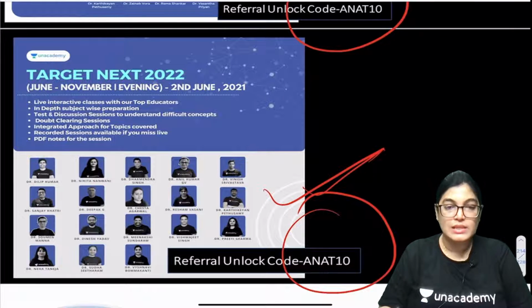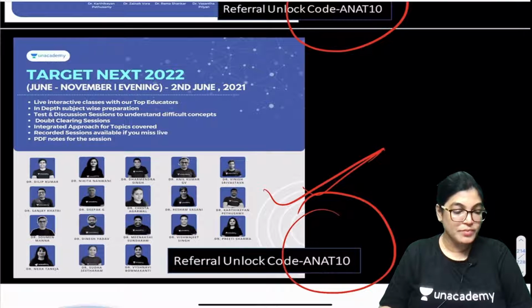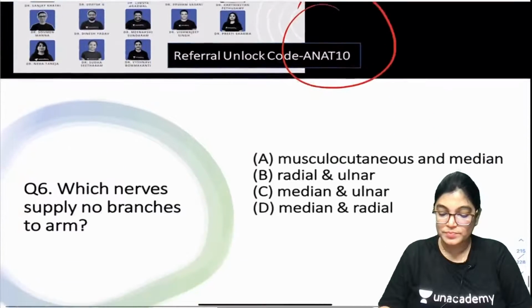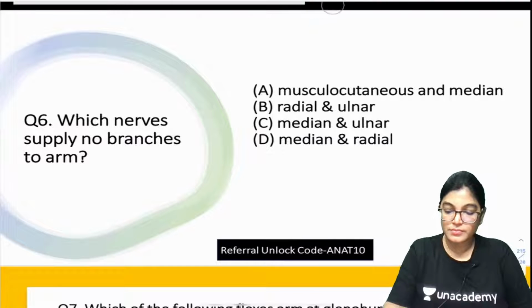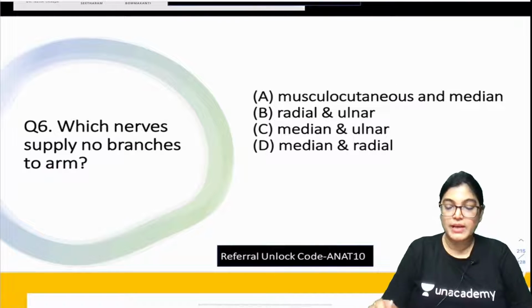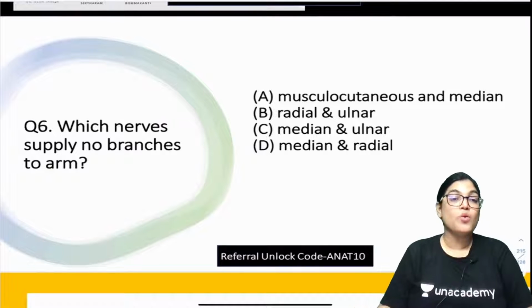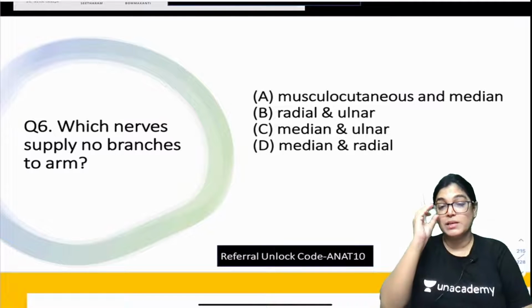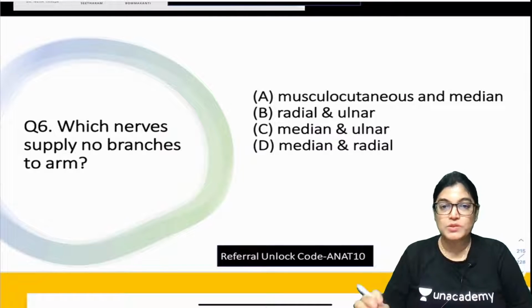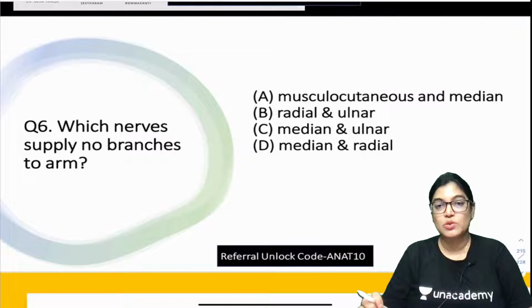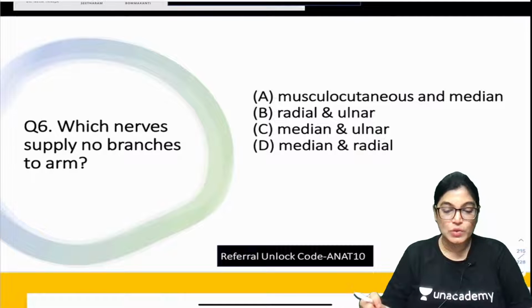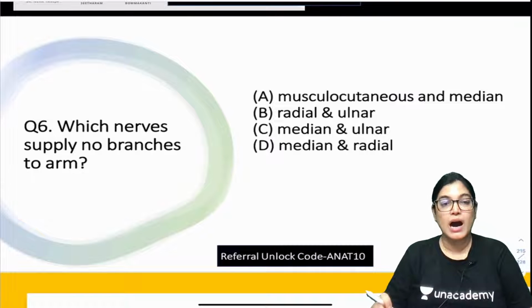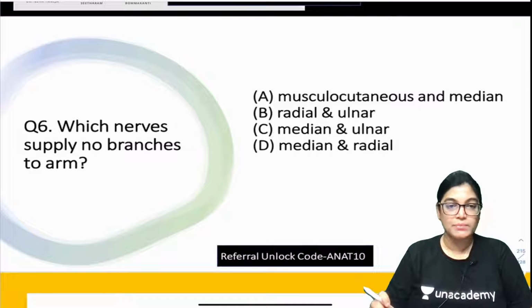So yes, can we move on to the 6th MCQ? Everyone, is it fine? Let's move on to the 6th number MCQ. Which nerve supplies no branches to the arm, meaning not innervating any muscles in the arm? Options A, B, C or D: musculocutaneous and median, radial and ulnar, median and ulnar, or median and radial. According to you, which is the correct answer? Which pair is not giving any innervation to the arm muscle?